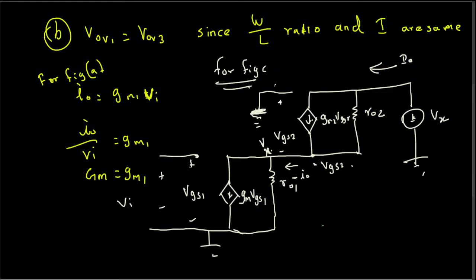Other than that, this is the circuit we have, and for this one we can say Io is equal to Gm2 VGS2 as well.